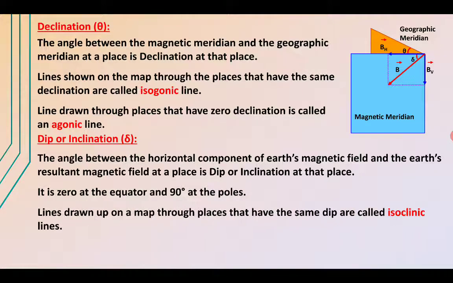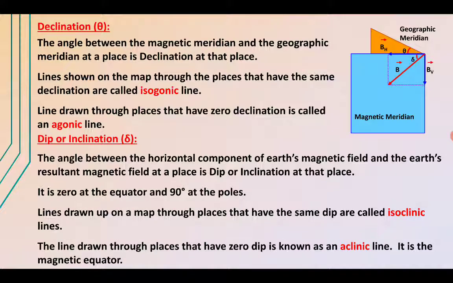And the lines drawn on geographical maps through places that have the same dip are known as isoclinic lines, and the lines drawn through places that have zero dip are known as aclinic lines, and it is the place known as the magnetic equator.